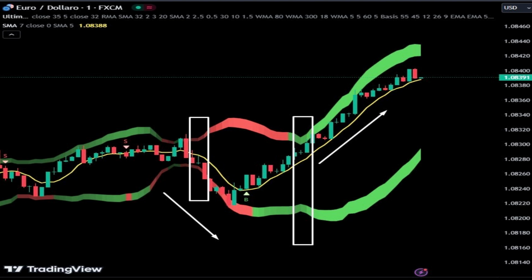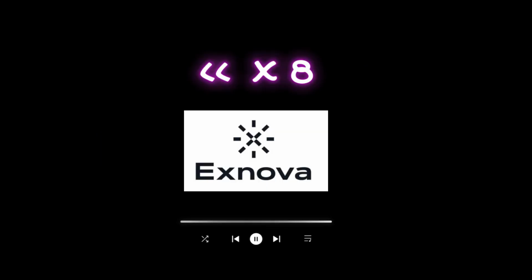Call. The bands have the same green color and the candle is above the moving average. In the case of both red bands, put. To get a new signal in the opposite direction, wait for both bands to change color. I'll leave you with the video examples.